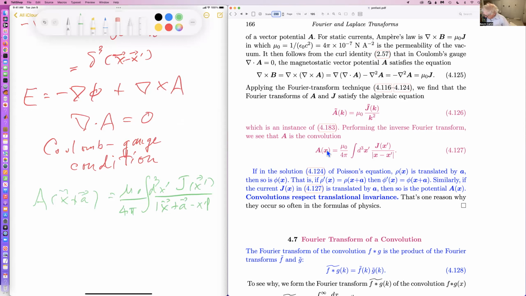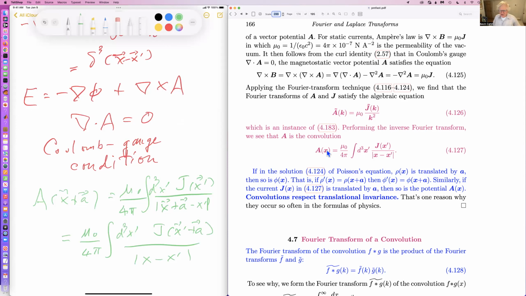And if we change x prime, we can let x prime go to x prime plus a, and this is also mu 0 over 4 pi d cubed x prime j of x prime plus a over x minus x prime, if I've done that correctly.